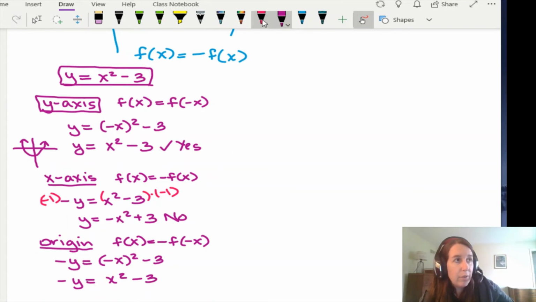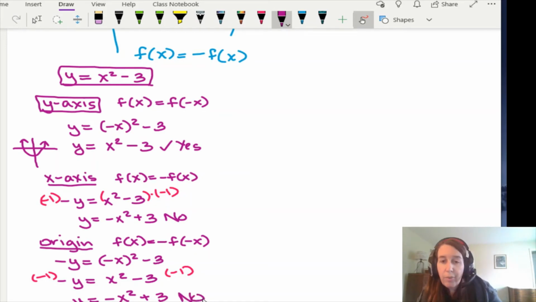Now we want to do what we did for the second test and multiply both sides by negative 1, to get that y to be alone so we can compare the equations. Okay, so when we look at this equation compared to the original, not the same. So it is not symmetric about the origin. So you would state that this was symmetric about the y-axis, and really the work you would show, you could just show the first work. You wouldn't have to show the other tests.